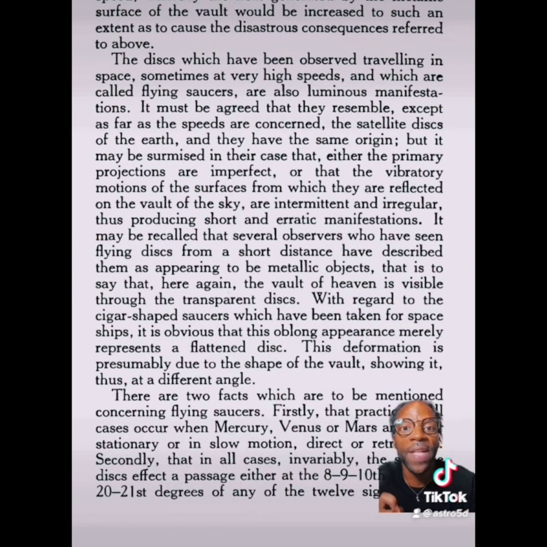The disks which have been observed traveling in space, sometimes at very high speeds, and which are called flying saucers, are also luminous manifestations. It must be agreed that they resemble, except as far as the speeds are concerned, the satellite disk of the Earth, and they have the same origin. Pause to read the rest.